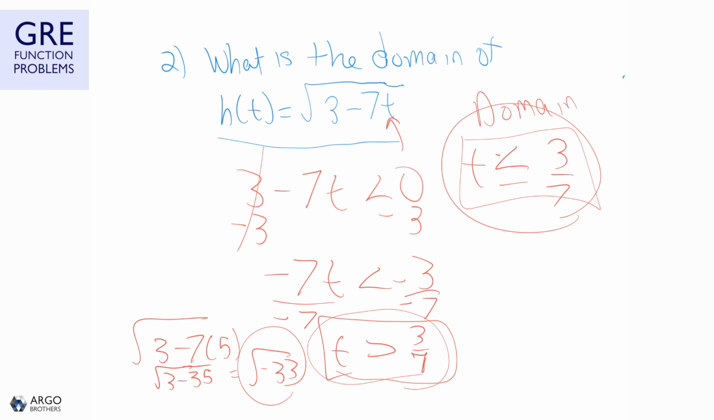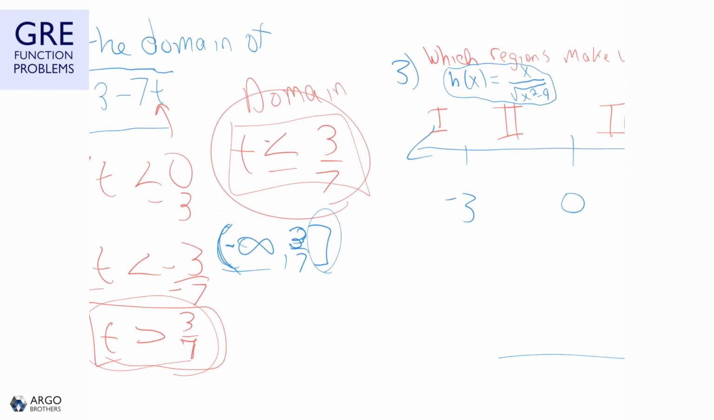And it's important to note that you can write the domain in different ways. So that's one way of writing it. You can also write it as, well, if t is less than or equal to 3 over 7, we can say it's between negative infinity and 3 over 7. This bracket here means equal to 3 over 7. So it's between negative infinity and 3 over 7, including 3 over 7. Okay, great. And the reason why you don't put brackets right next to negative infinity or infinity is because nothing can ever be equal to that. So always put parentheses.